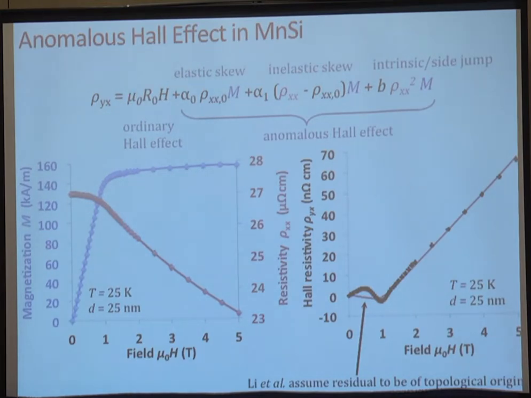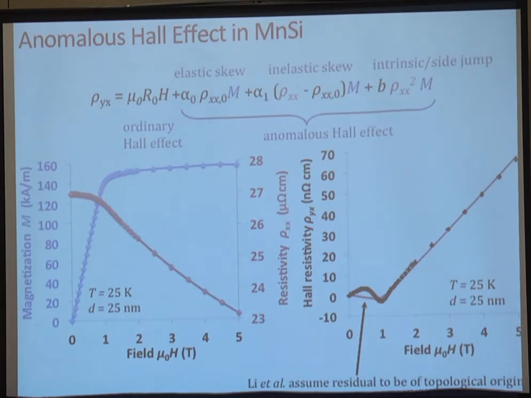Now it doesn't matter what you choose for those four fitting parameters, you can't fit the data. Here's this hump right here that Rickin claims is a topological Hall effect. And red is the fit, and so there's a discrepancy between the model and the data. And so what everybody does in the field is say, well, if there's this discrepancy, it must be due to some other term. That other term must be due to topological Hall effect.